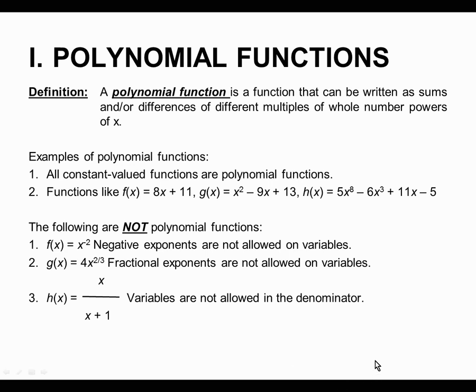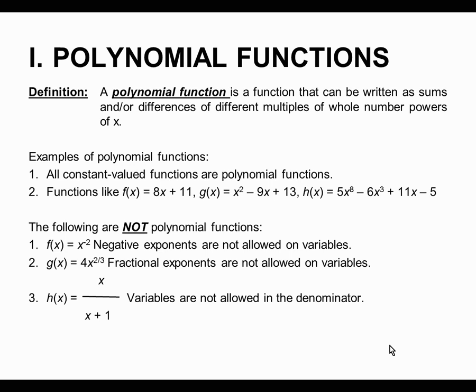So again, no negative exponents on variables. No fractional exponents on variables. No variables in the denominator. Those are the restrictions for polynomial functions. There's actually one other that we don't really concern ourselves with: you're not allowed to have variables with a radical, and you're not allowed to have variables with absolute values. Again, all the restrictions are on the variables. No restrictions on the numbers.